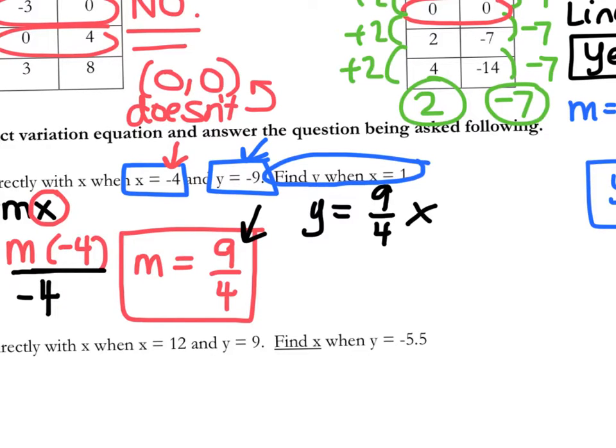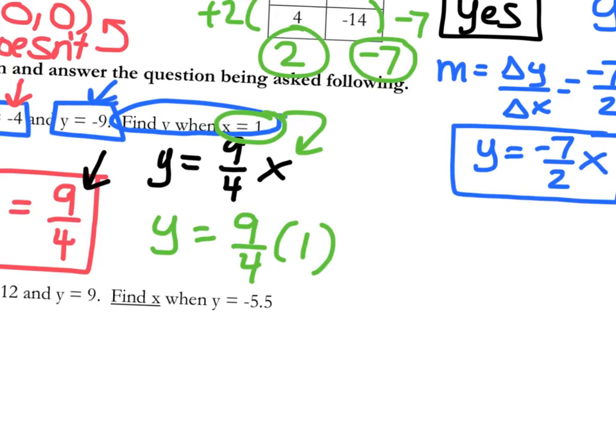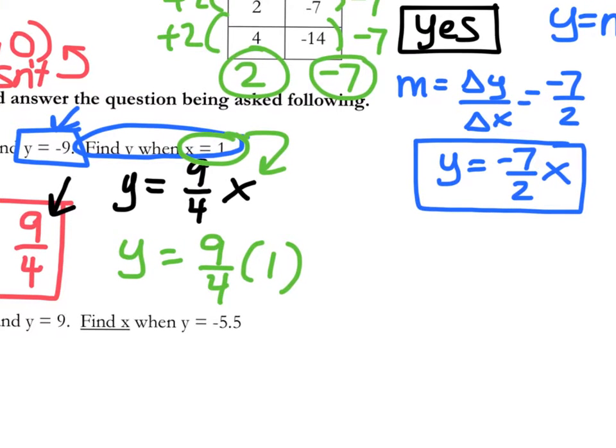Find y when x is 1. So that just means I'm plugging in 1 for x. So y equals 9/4 times 1. Well, 9/4 times 1 is just 9/4. So y equals 9/4. And that's the answer.